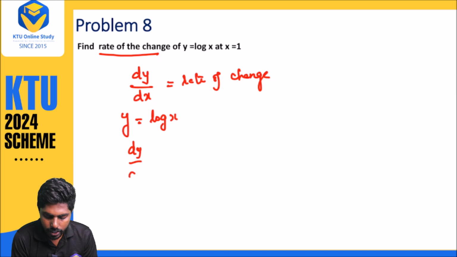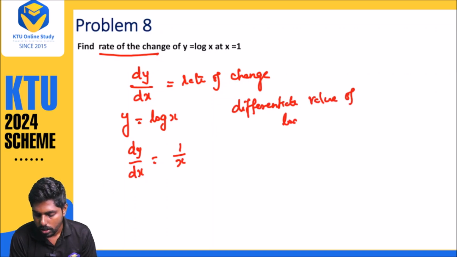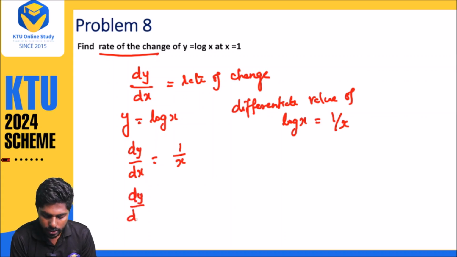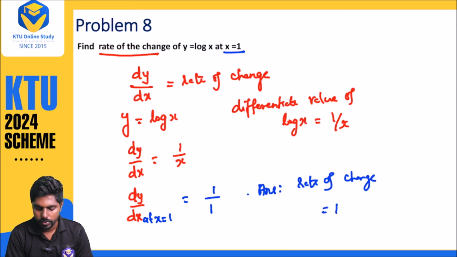So dy by dx is nothing but 1 by x. The differentiated value of log x is nothing but 1 by x. So we have differentiated. What have they given? At x is equal to 1. At x is equal to 1 means 1 divided by 1. So our answer is, our rate of change is 1.